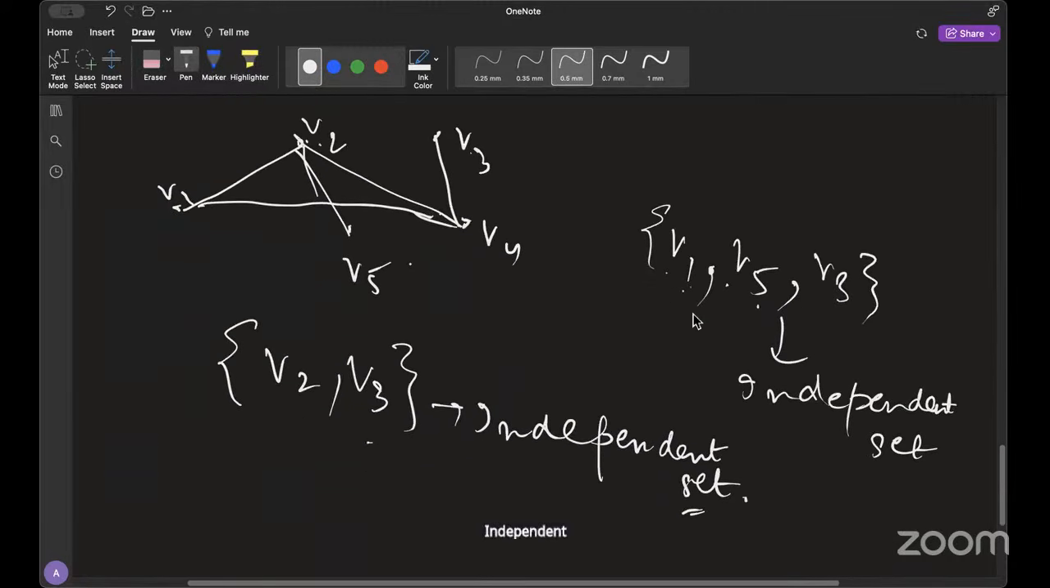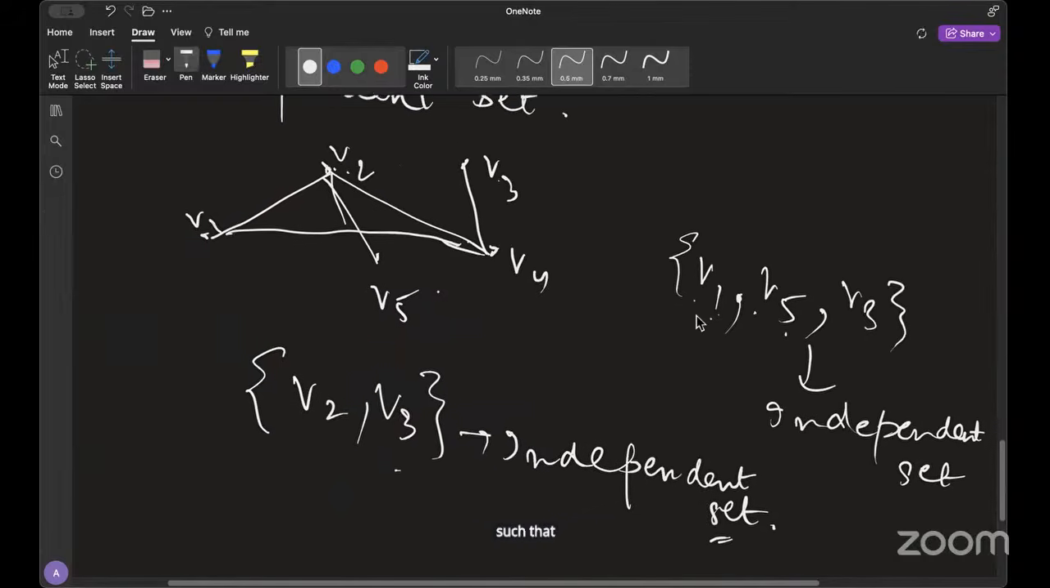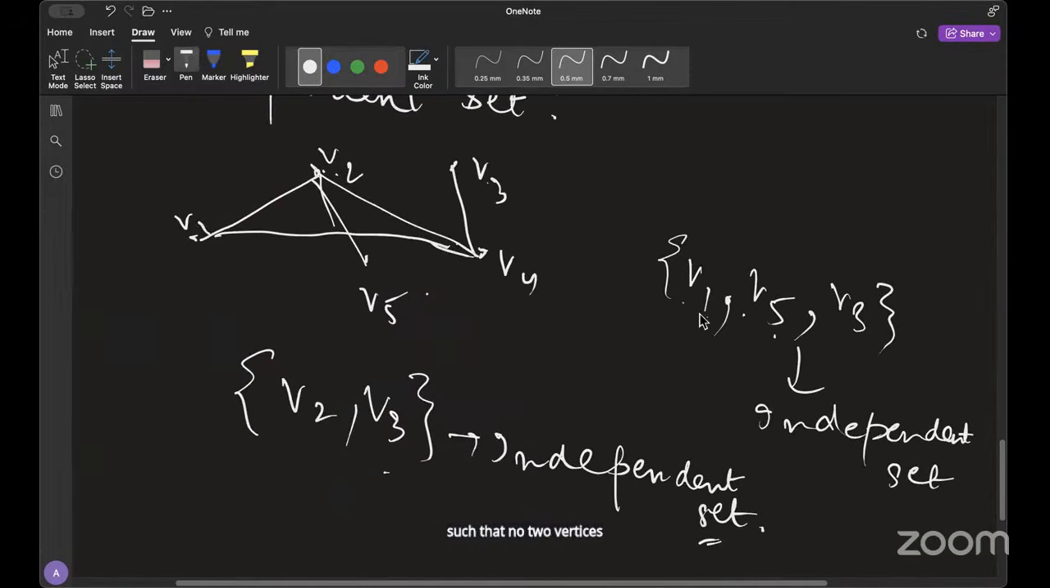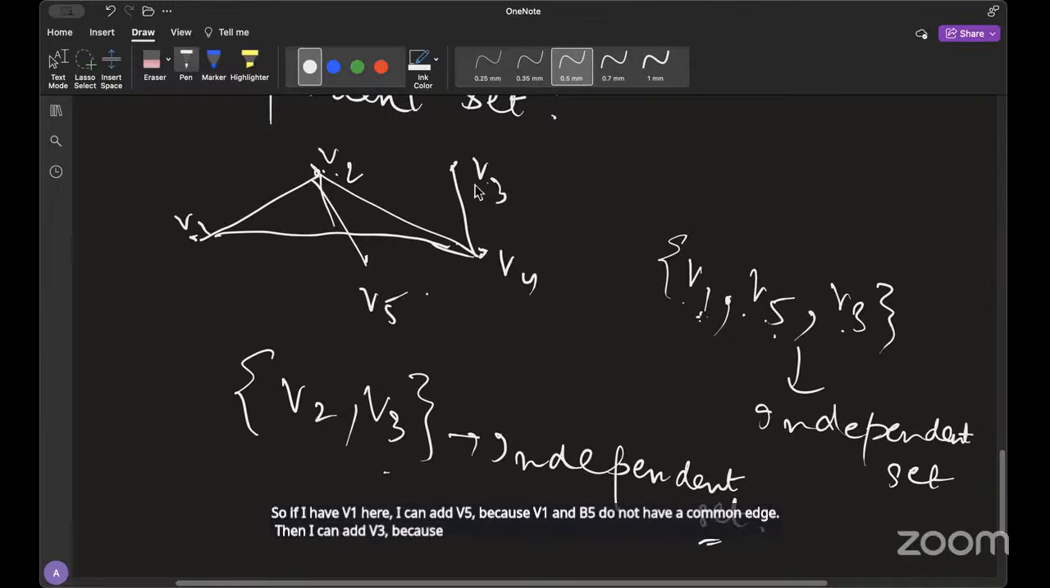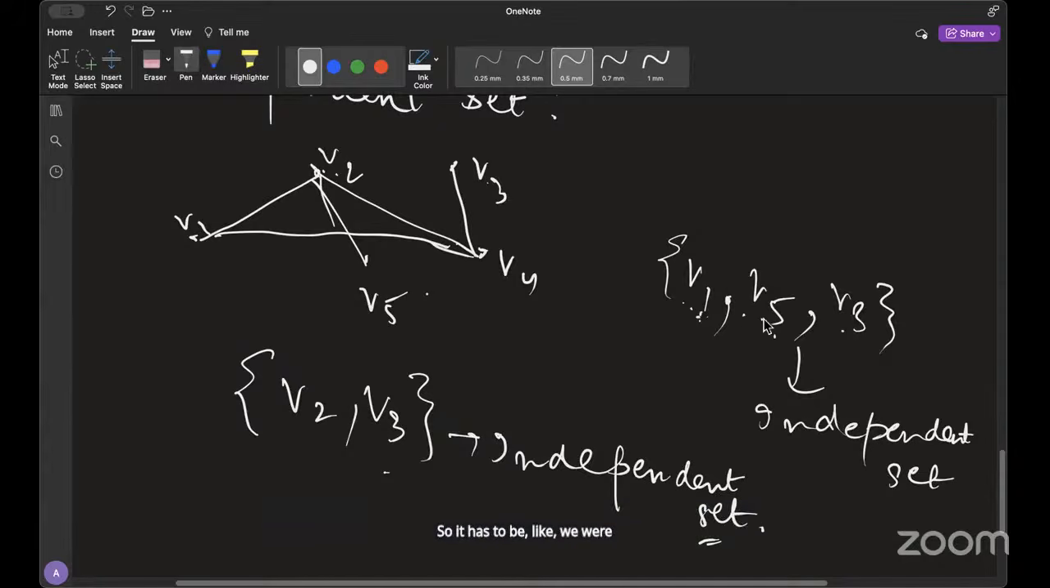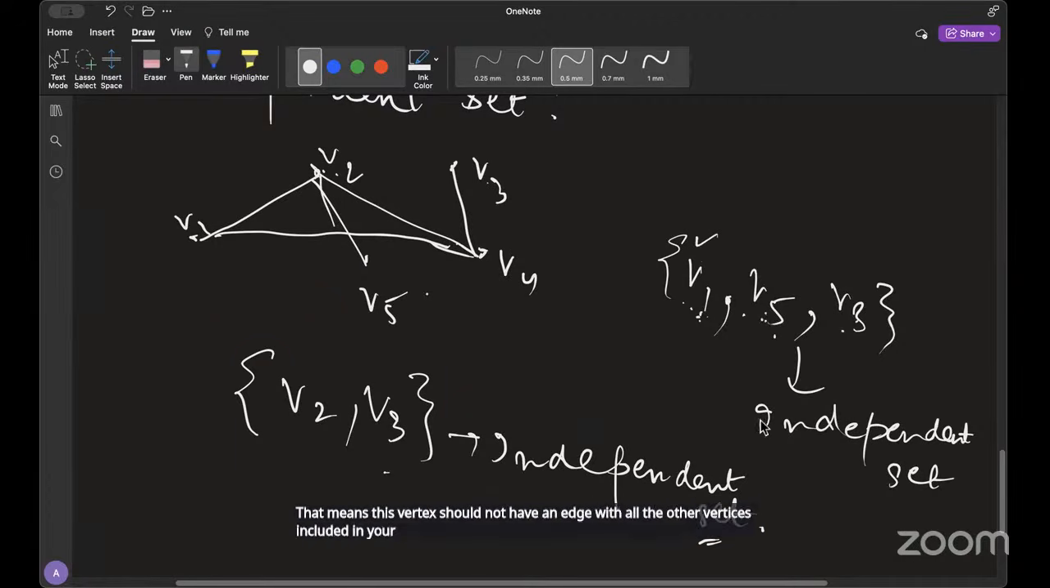An independent set is basically a collection of vertices such that no two vertices have a common edge. So if I have V1 here, I'll have to make sure that other vertices that I include in this set do not have a common edge with V1. So if I have V1, I can add V5 because V1 and V5 do not have a common edge. Then I can add V3 because V3 does not have a common edge with both V5 and V1. That means each vertex should not have an edge with any of the other vertices included in your independent set. That's it.